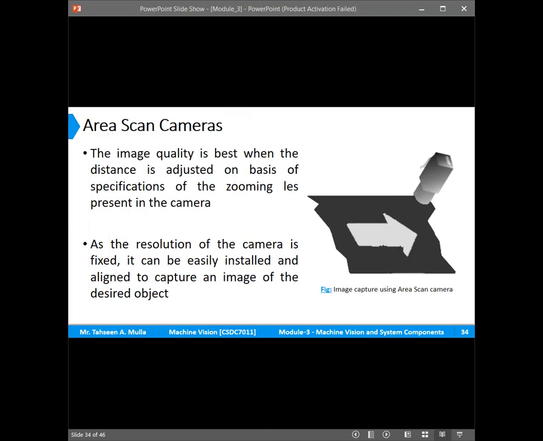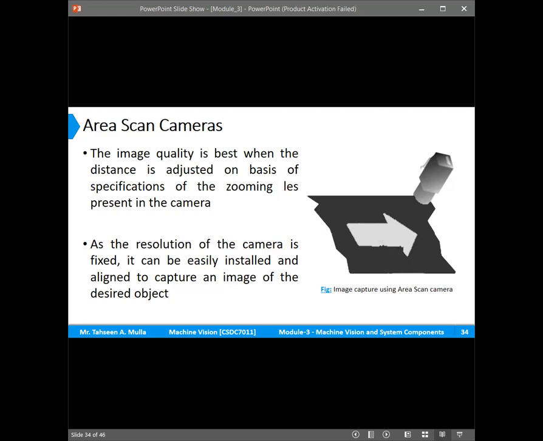So the image quality of this kind of camera is best when the distance is adjusted on the basis of the specifications of the zoom lens present in the camera. If you want to capture an image of a scene, it must be in a panoramic view, right? But the moment you try to zoom, you will be decreasing the field of view, but you will be getting a high resolution. The object which you're going to see will be nearer to you, so we'll be focusing on a particular object.